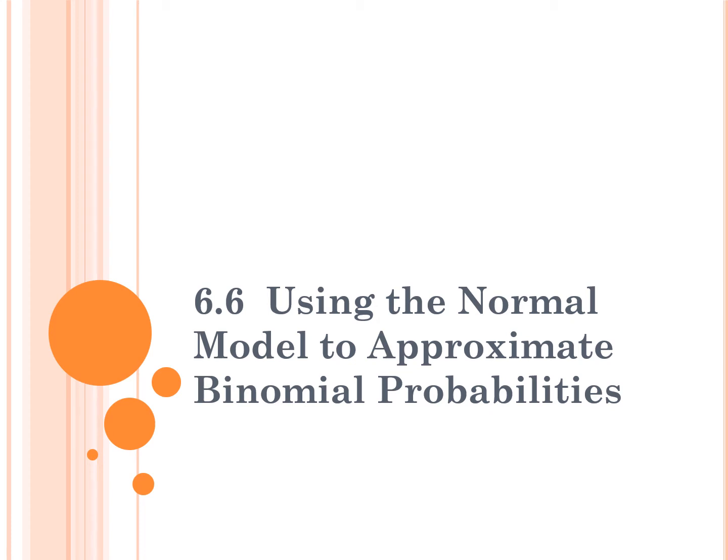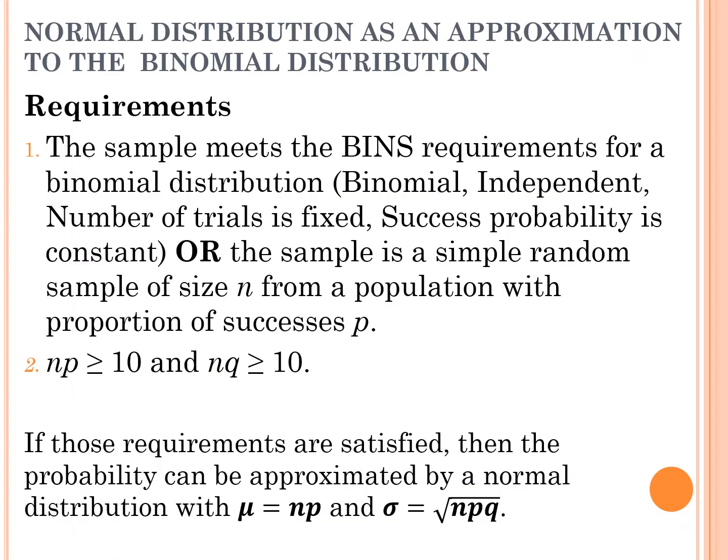Last section in chapter 6 actually ties back to chapter 5, where we're using binomial probabilities, and here we're going to approximate these binomial probabilities with a normal model. There are two things that need to be true in order to use this method.